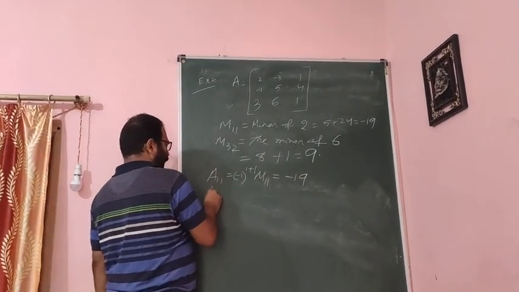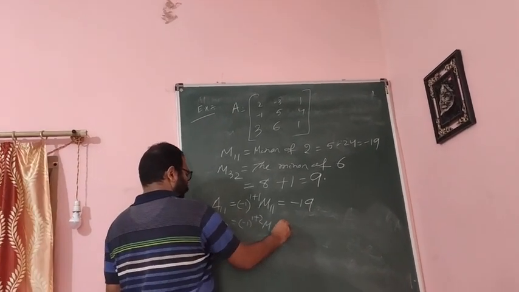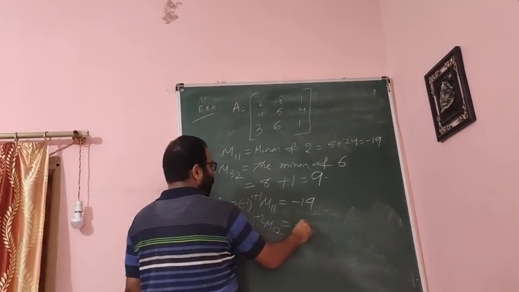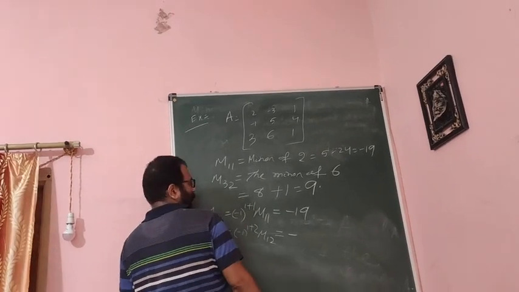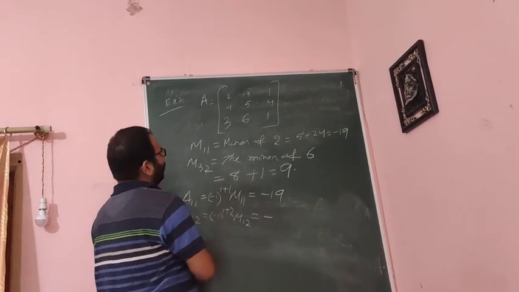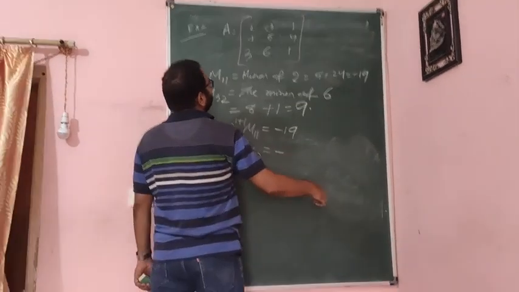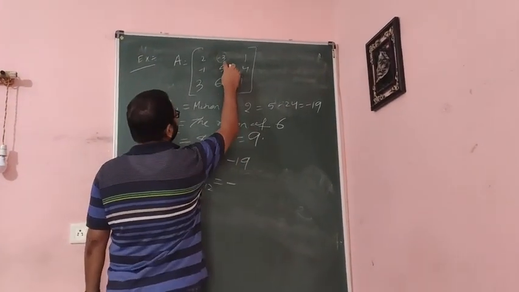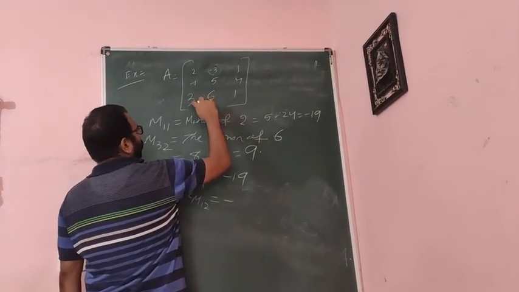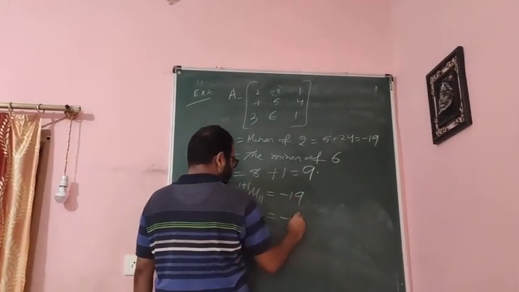Similarly, you can find A12. A12 means minus 1 to the power 1 plus 2 into M12. Minus 1 to the power 3 is negative, so it is minus of M12, the minor, the cofactor of the element in the first row and second column. Its minor: you delete this row and this column. It will be minus 1 into 1, minus 1, minus 3 into 4, minus 12. So minus 1 minus 12, that is minus 30.